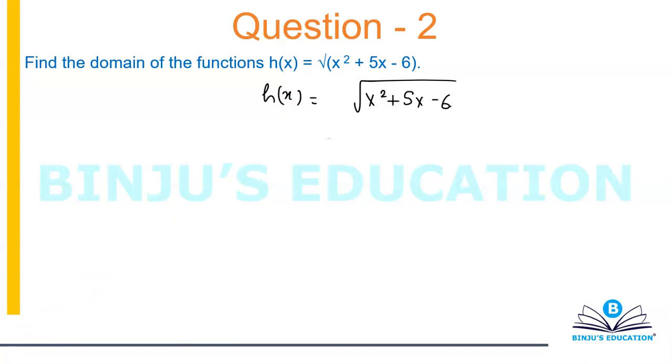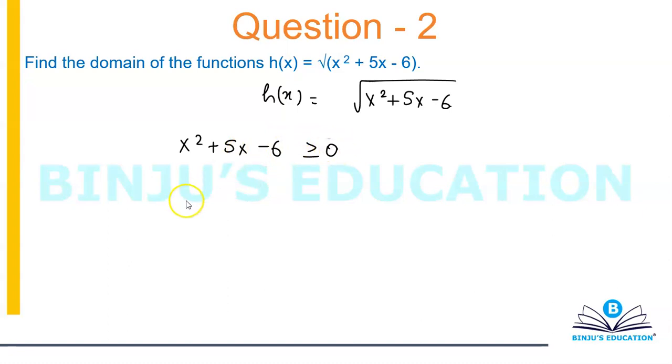Alright, let's try this one. Now we know that whenever you talk about under root, you cannot have negative values, because under root for a negative value is not defined in maths. So I just need to ensure one thing, that x square plus 5x minus 6 should be greater than or equal to 0.